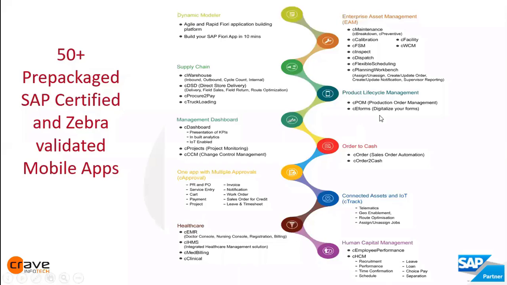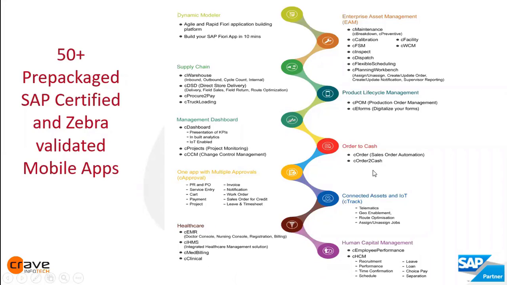Electronic digitization of the forms. We have several dashboards, presentation of KPIs, IoT enabled, and these dashboards bring information from several sources which are non-SAP, so Excel, Access, Oracle, and SAP. We can combine them all together to bring them to one place. Projects is project monitoring and change control management. This is very specific to pharma and life sciences.